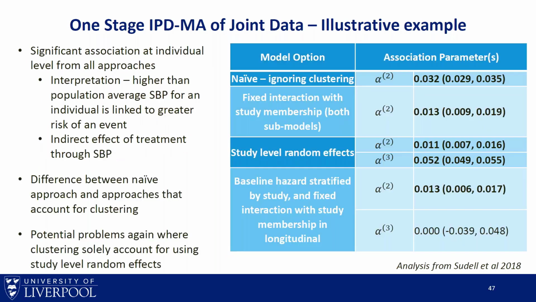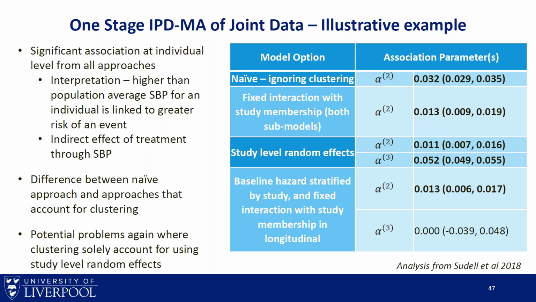But the really interesting thing happens when we look at the association parameters. Now, every modelling approach that we performed included an individual level association parameter, alpha 2. So that's present in all of our approaches. Only approaches that involved a study level random effect have reported alpha 3, which is the association parameter linked to the study level random effects.